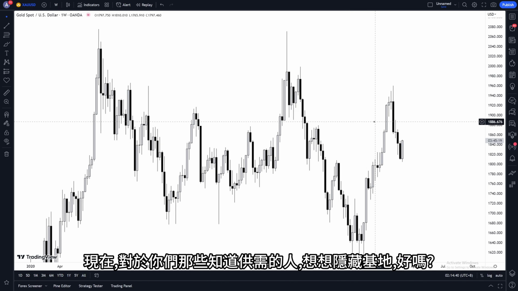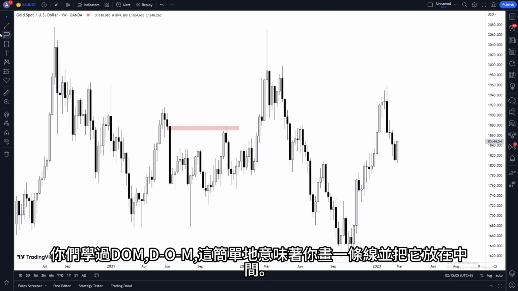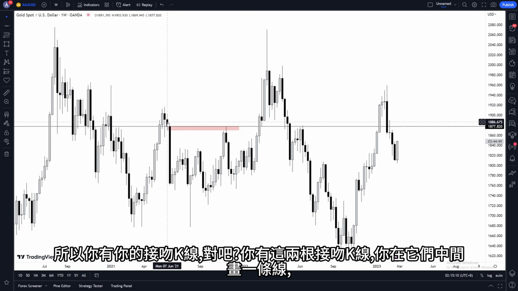For those of you who learned some stuff about engulfing from Malaysian traders, you have learned about DOM, D-O-M, which simply means you take a line and you put it right in between. You have these two kissing candles, you put a line right in between them, just like that. Usually the first candle, not the second one.